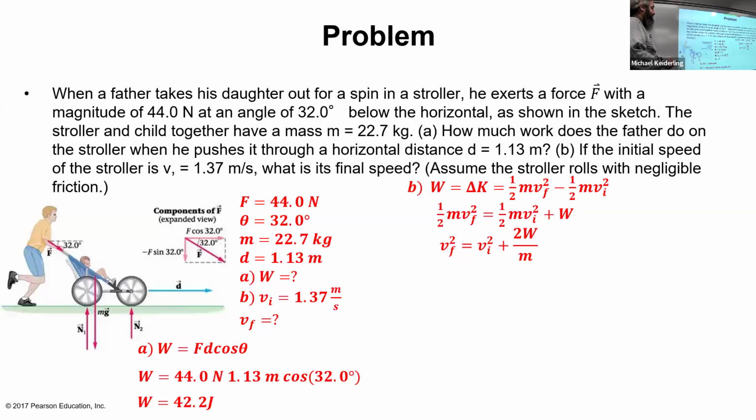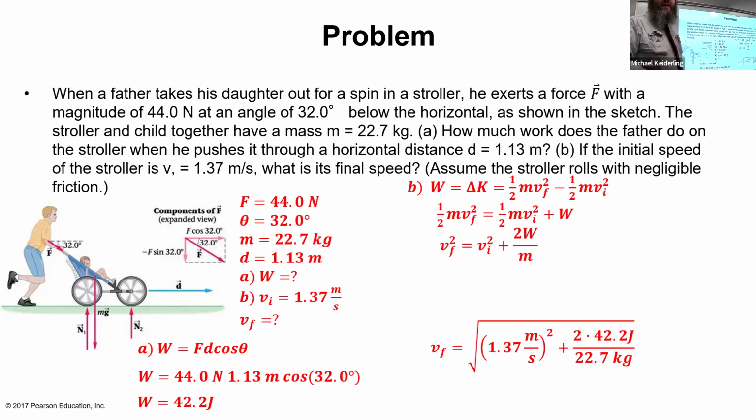We can divide everything by 1/2 mass and get velocity final squared is velocity initial squared plus 2 work over mass. And then we can take the square root. And apparently something got jiggled out of order. Velocity final is the square root of velocity initial squared plus 2 times work over mass.